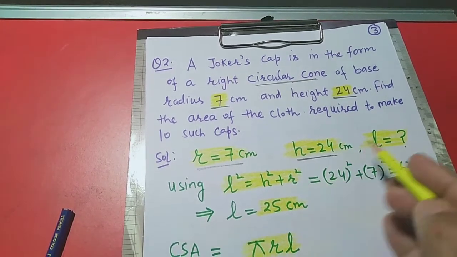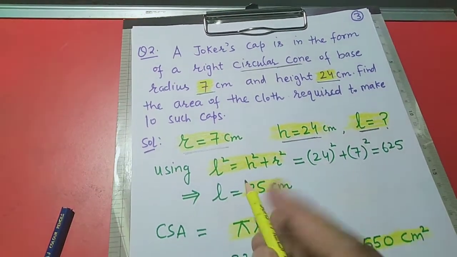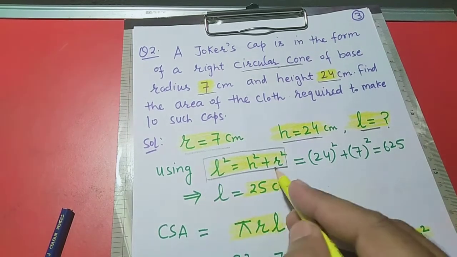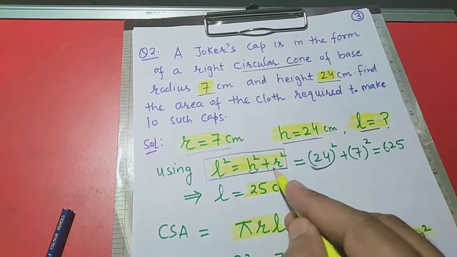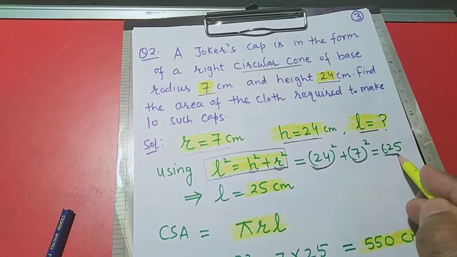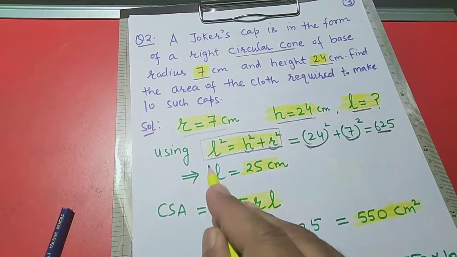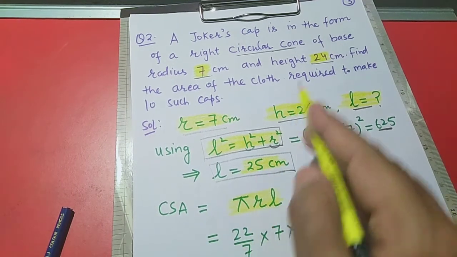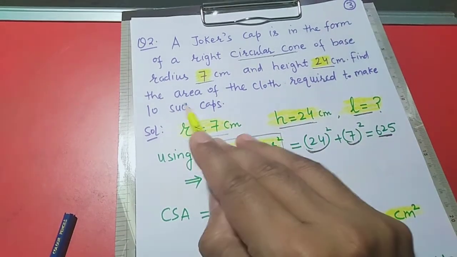First of all we have to find the third variable, that is L, by using the same relation: L square is equal to h square plus r square. In place of h we have put 24, and in place of r we have put 7. By adding these two numbers we got 625, and because L square is 625, we can calculate L by taking the square root. Now we have to find the area of cloth required to make 10 such caps.